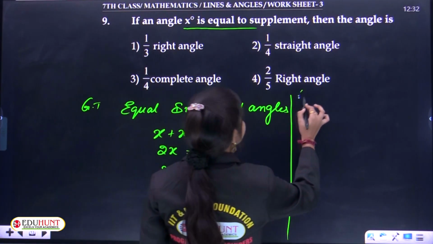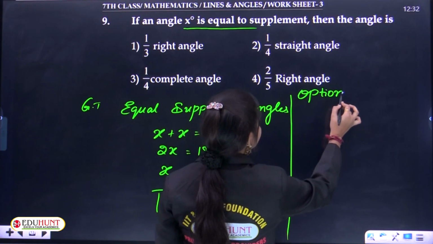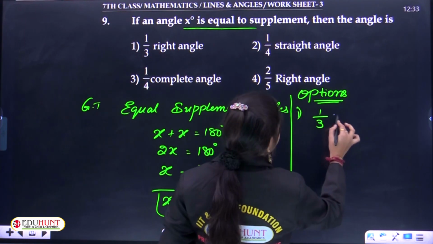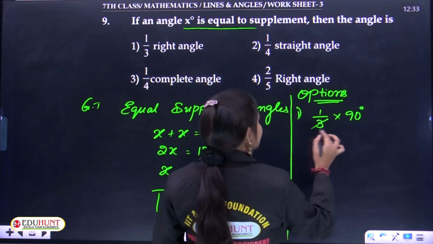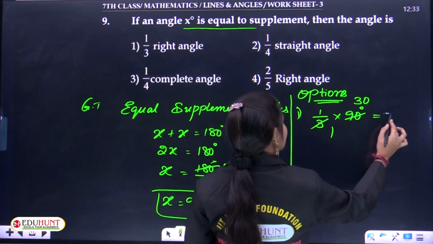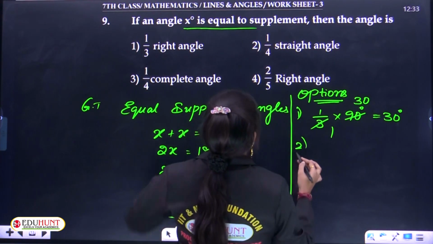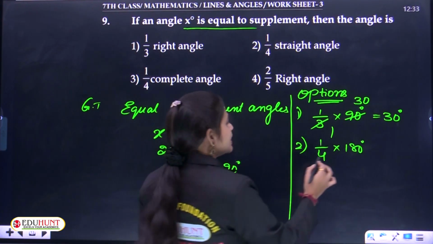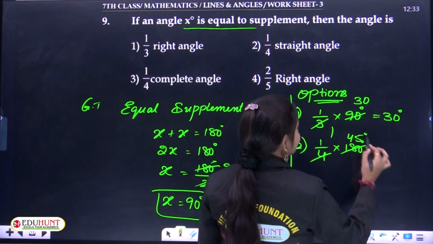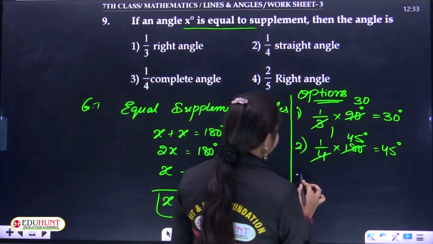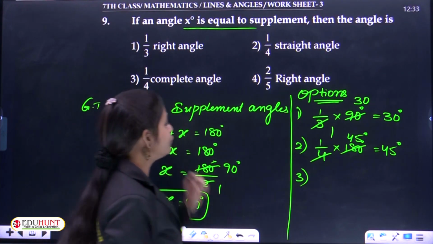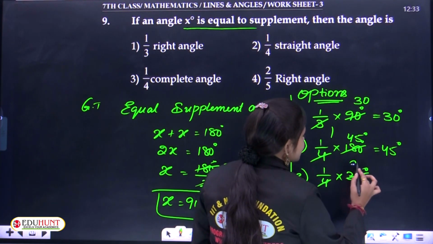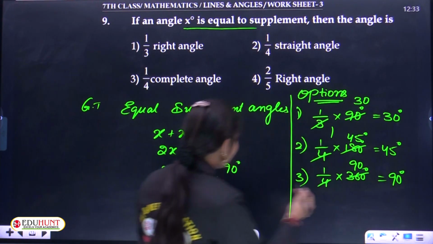First option, what is that? 1 by 3 of a right angle. 1/3 of a right angle is 30 degrees. Second one, 1/4 of a straight angle. Straight angle means 180 degrees only, no? That's why 180 divided by 4 is equal to 45 degrees. Next, third one, 1/4 of a complete angle. A complete angle is 360 degrees, no? 360 divided by 4 is 90. So here we got 90 degrees.